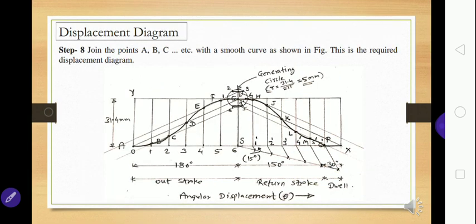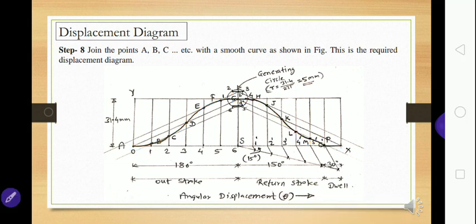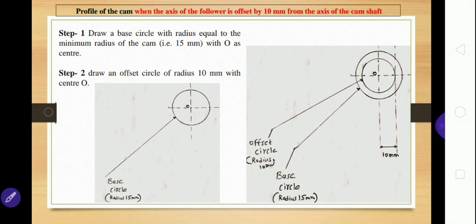So after marking these points, next step is to join these points with the help of a smooth curve, and that smooth curve is now our displacement diagram for the outstroke and return stroke and towards the dwell. Therefore this AGPX, this total smooth curve, will become our displacement diagram. So after drawing the displacement diagram, next step is to draw the cam profile.